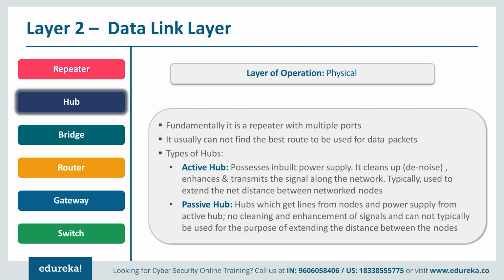Different types of hubs are the active hub and the passive hub. The active hub is typically used to clean up network disturbance or network noise and also to enhance the signal strength across the network. The passive hub is simply a pass-on device. It just transmits the signal whatever it gets. It will not make any modification, error fixing, or denoising, etc.